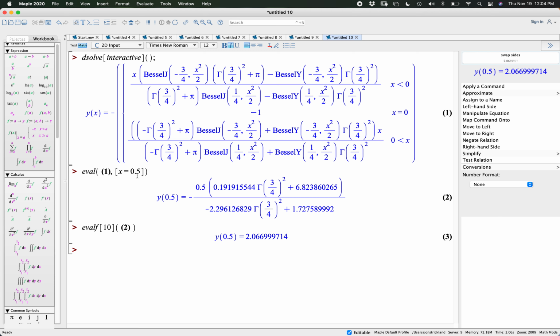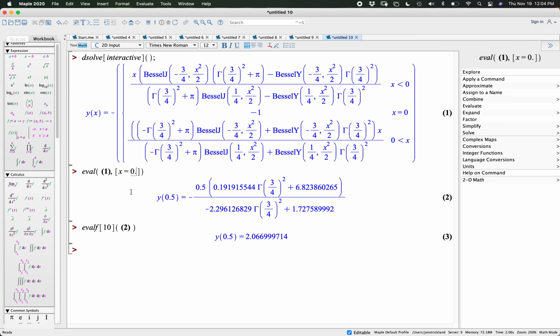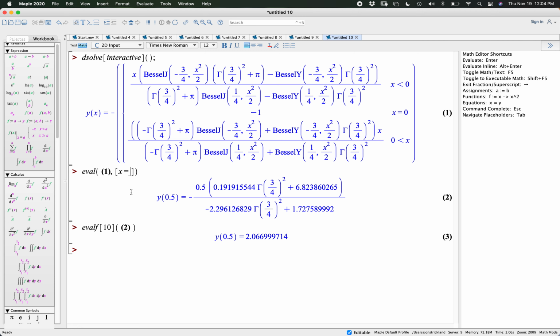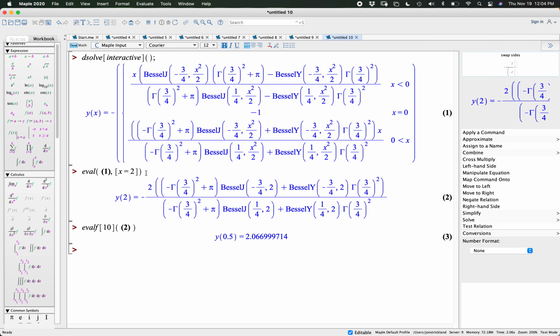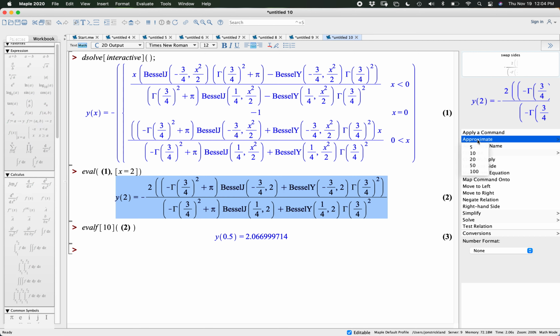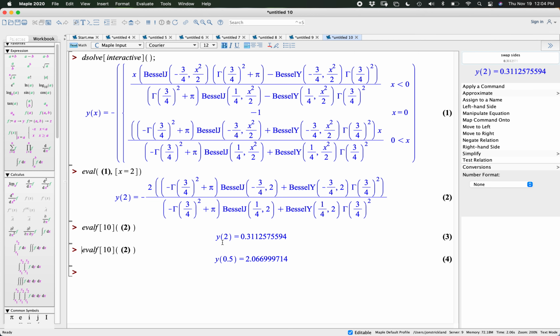And let me kind of do this. If I were to go out to x is equal to 2, 0.31125. And in terms of the capability of the numerical methods, let's try out this equation.